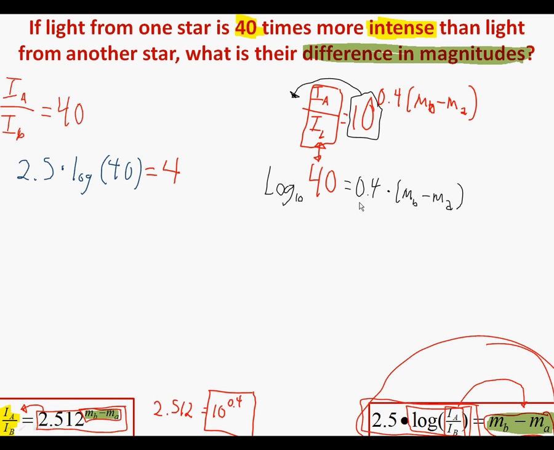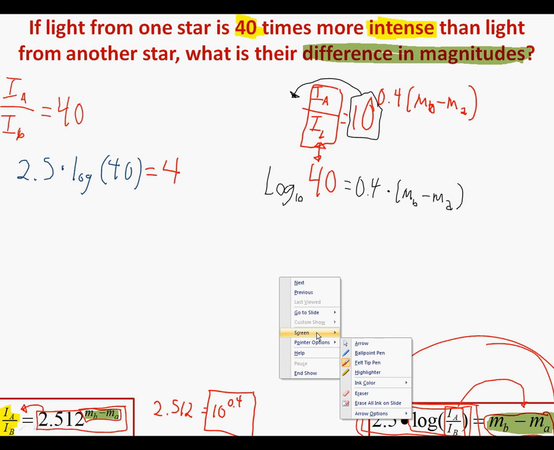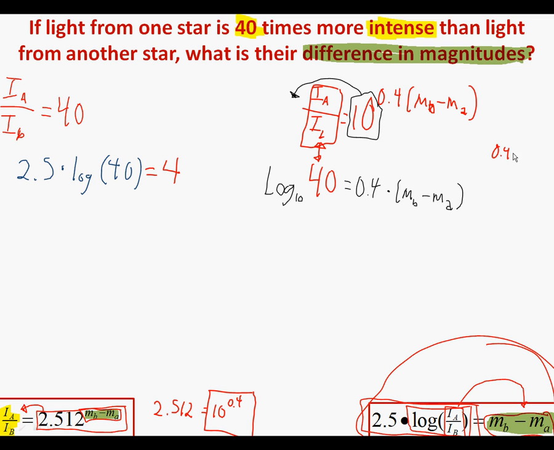We can continue, not troubleshooting, sorry, it's a term from work. We could take 0.4 to the other side, which is the same thing as 4 over 10. And when we take 4 over 10 to the other side of a math problem, it becomes inverted. So that's 10 over 4 times the log of 40, which equals MB minus MA.